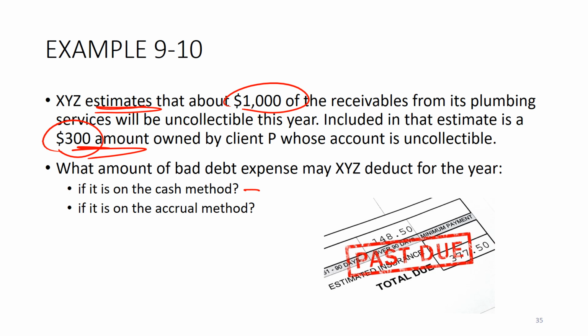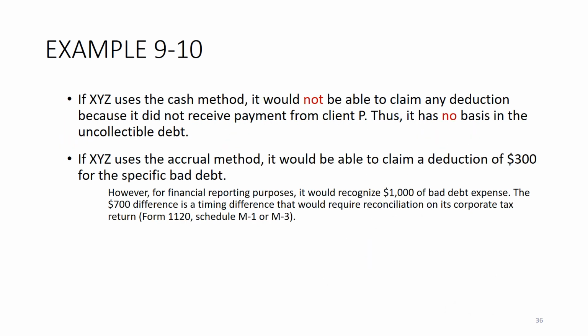They would be entitled to a deduction on the cash method of 0, because they never recognized any income from the services. If they're on the accrual method, they would get a deduction of the $300 that they could specifically identify. There's no basis if they're on the cash method, so no deduction. Accrual, they would have the $300.